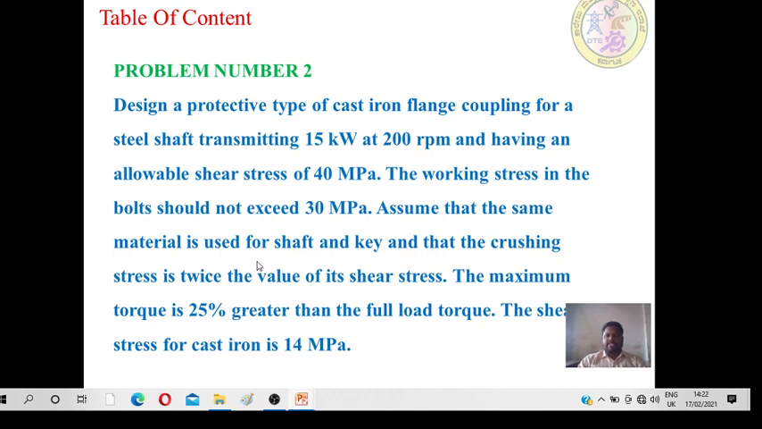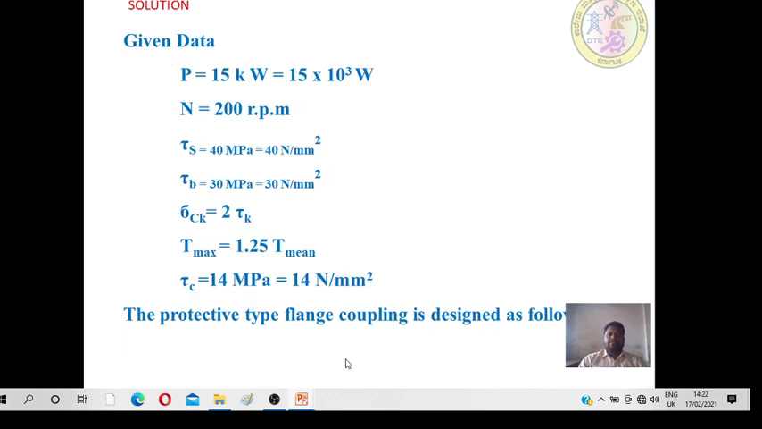Assume that the same material is used for shaft and key and that the crushing stress is twice the value of its shear stress. The maximum torque is 25% greater than the full load torque. The shear stress for the cast iron is 40 MPa. So the same thing is written here as the data.